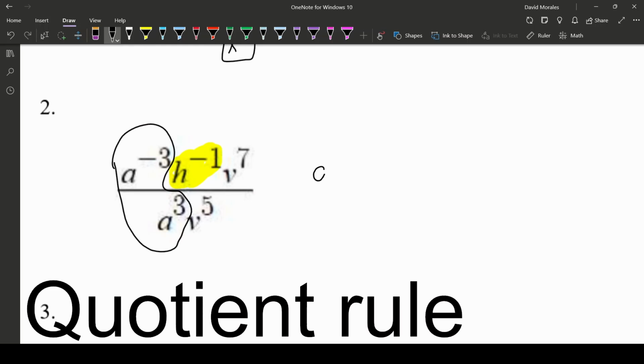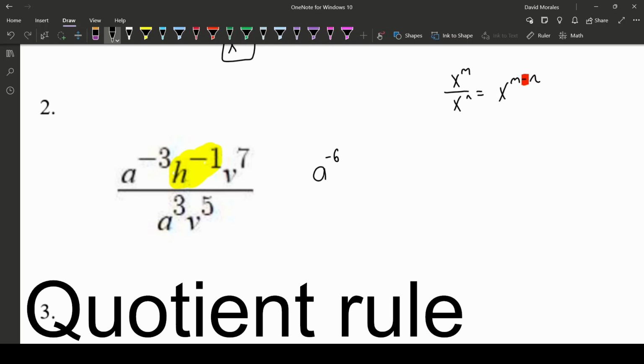So remember, my quotient rule is anything that's the same, I subtract them. Right? So a to the negative third, which is on top, right? Minus 3. What is negative 3 minus 3? It is negative 6. Okay.